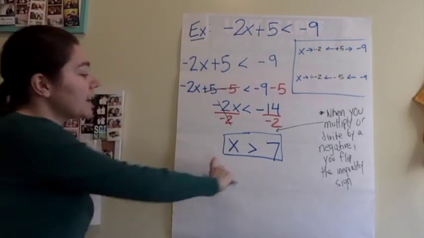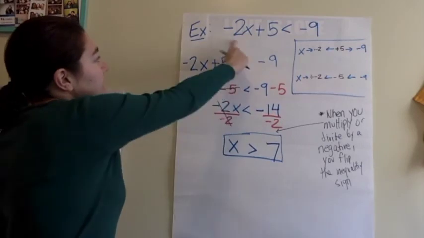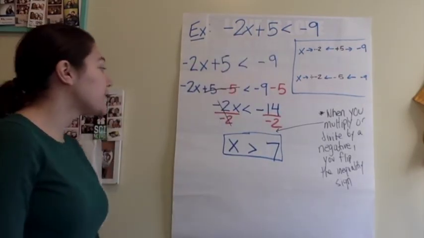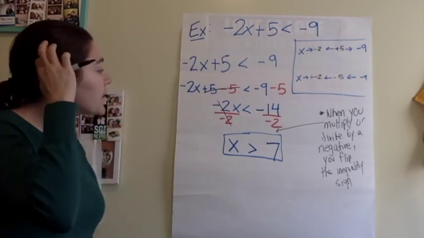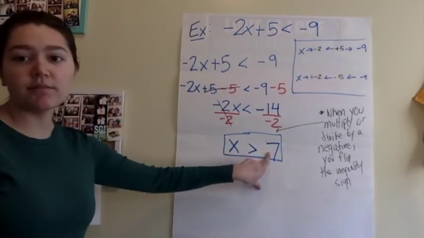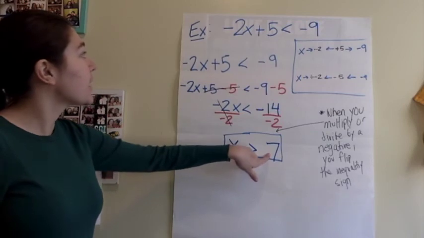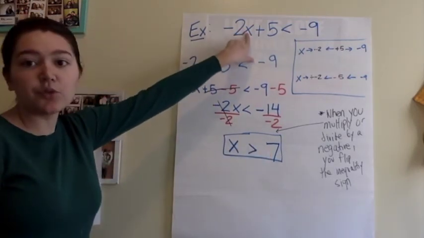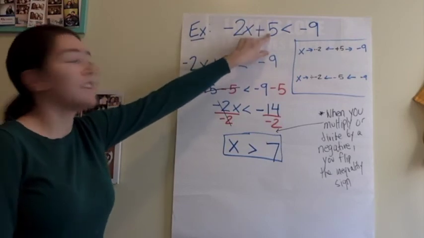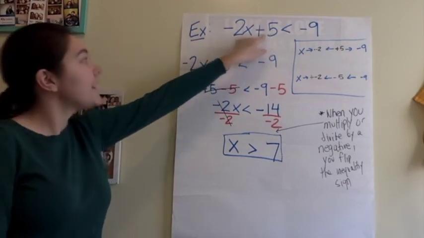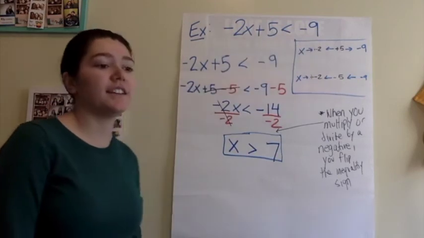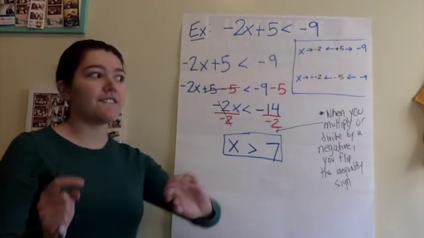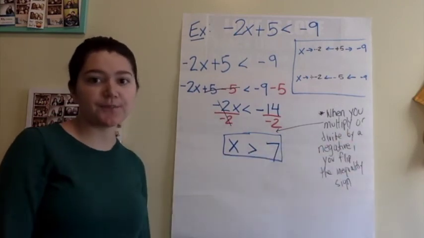This says that for any number that's greater than 7, that's going to make this inequality true. So if I substitute a value, for example, I substitute a value like 10. 10 is greater than 7. I'll have negative 2 times 10, that's negative 20, plus 5 is negative 15. That needs to be less than negative 9, and that is true. Negative 15 is less than negative 9 because it's farther left, farther away from 0.